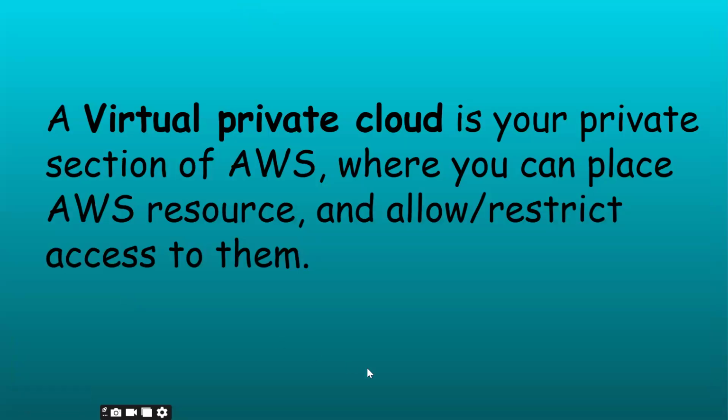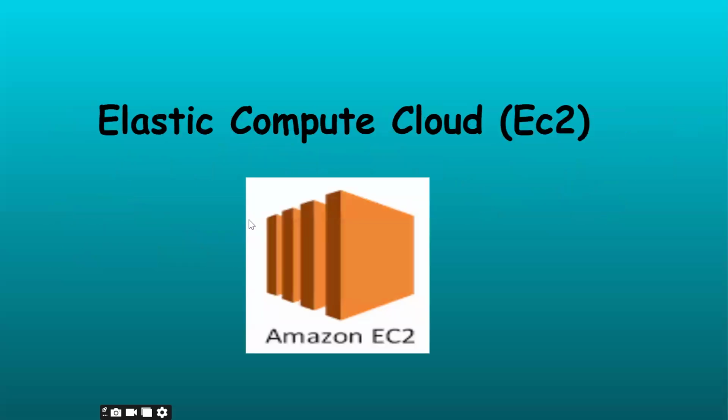So what is a VPC? Please tell me, anybody? VPC is nothing but a virtual private cloud. That is your private section of AWS, where we can create AWS resources like servers, networks, and databases. Who can access and who can't, we are going to write rules and regulations. Sir, what about EC2?